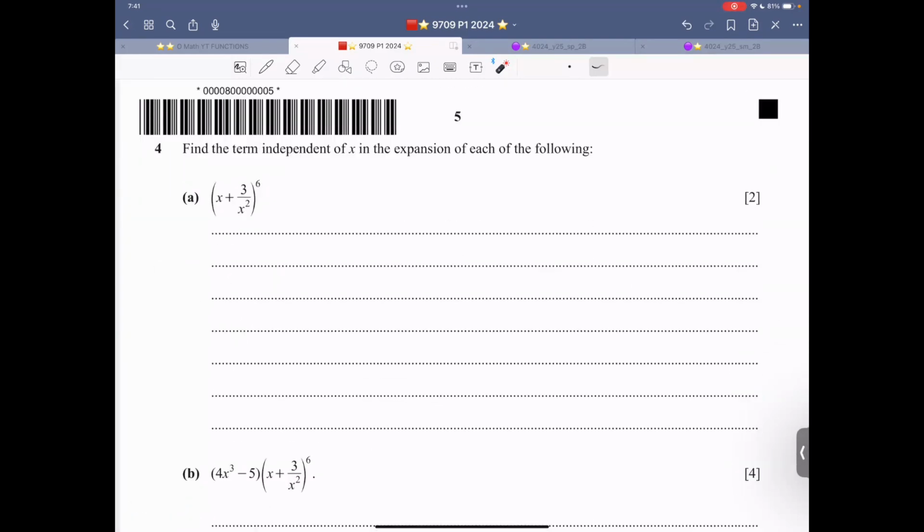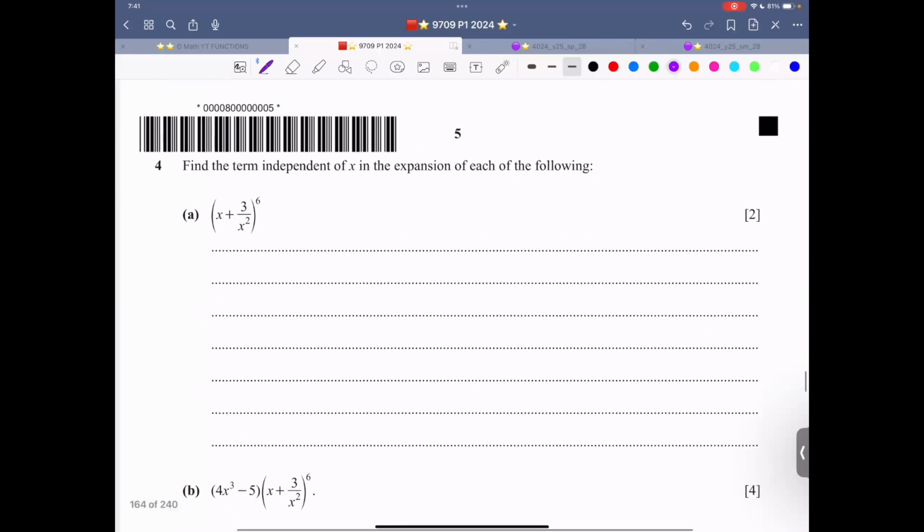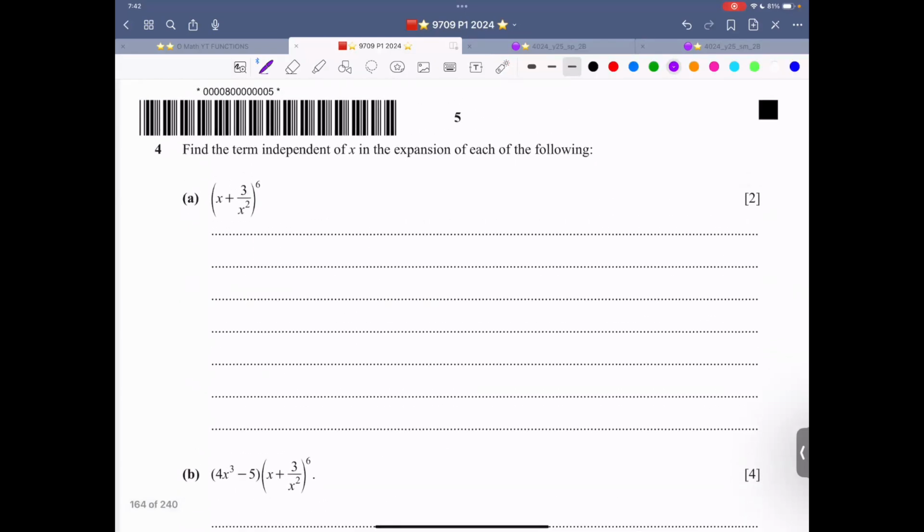Now, question number 4, a binomial question. I'll do it from scratch. So now this is the 3-step thing. It says find the term independent of x. So first of all, when we have the expansion a plus b raised to the power of n, the particular term formula is what we use. That is nCr, a raised to the power of n minus r, b raised to the power of r.